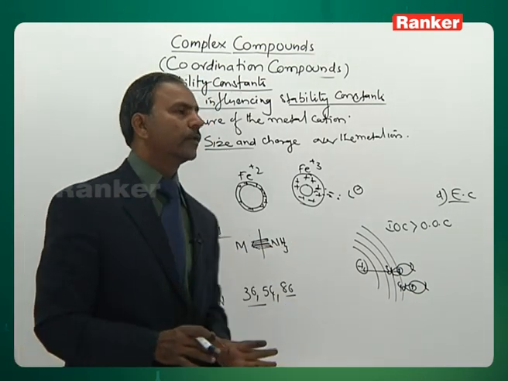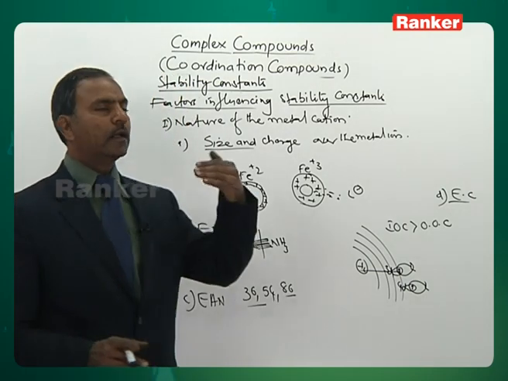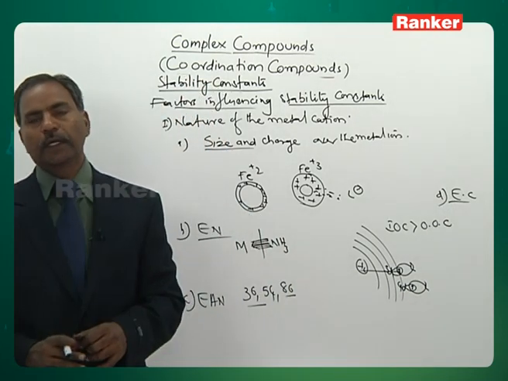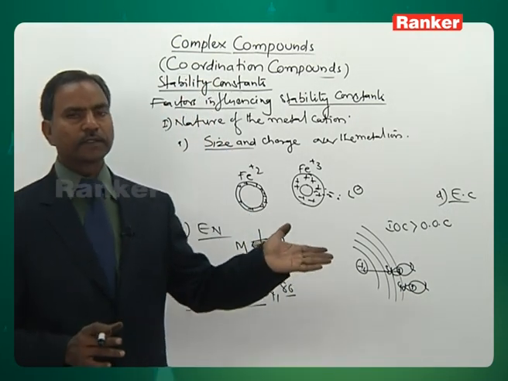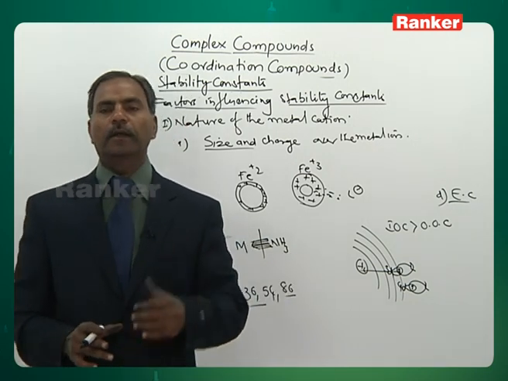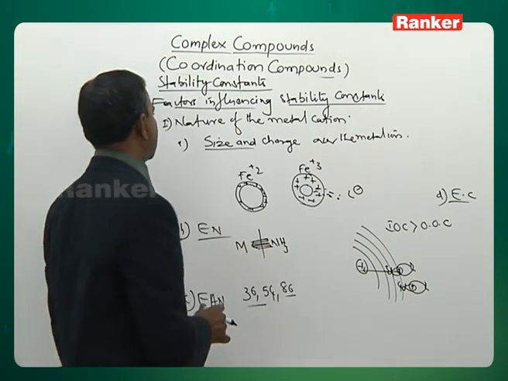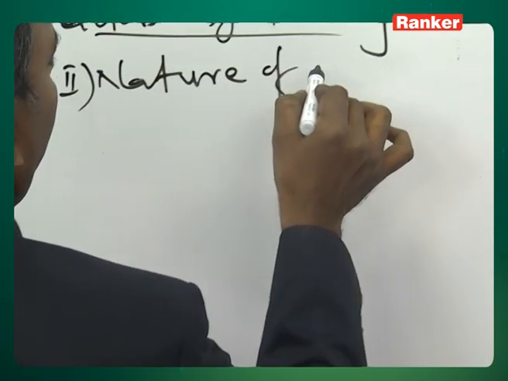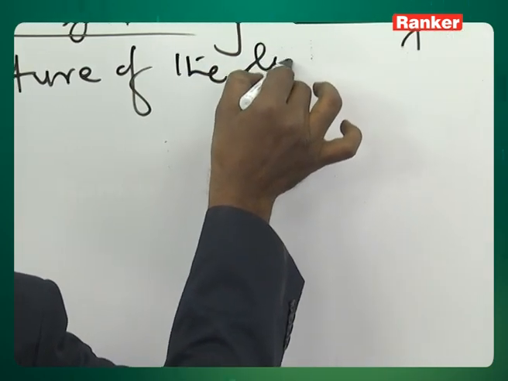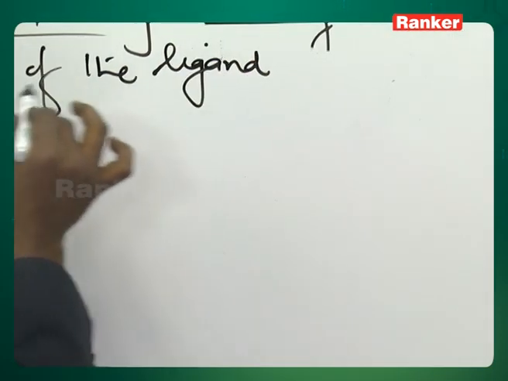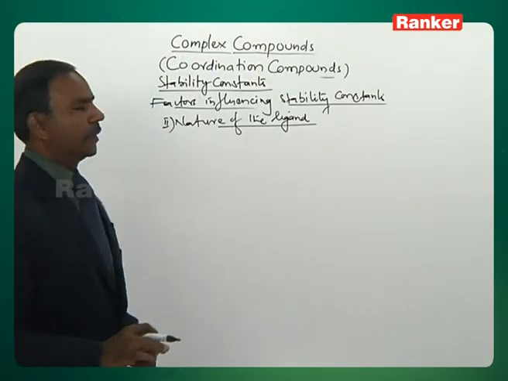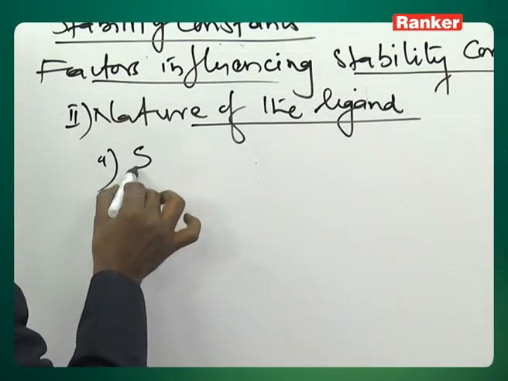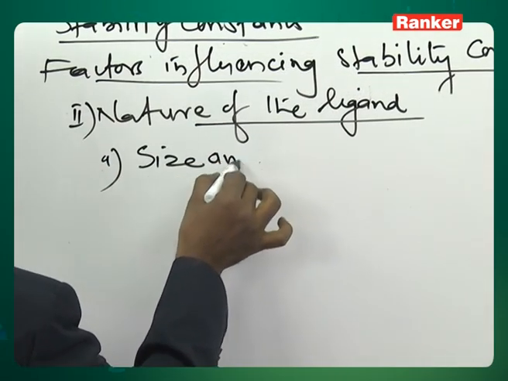This is the concept of how the stability constants are influenced by the nature of the metal ion. These are the factors. Next, let us see the stability constants which are influenced by the nature of the ligand. Under nature of the ligand, the first one is size and charge of the ligand.